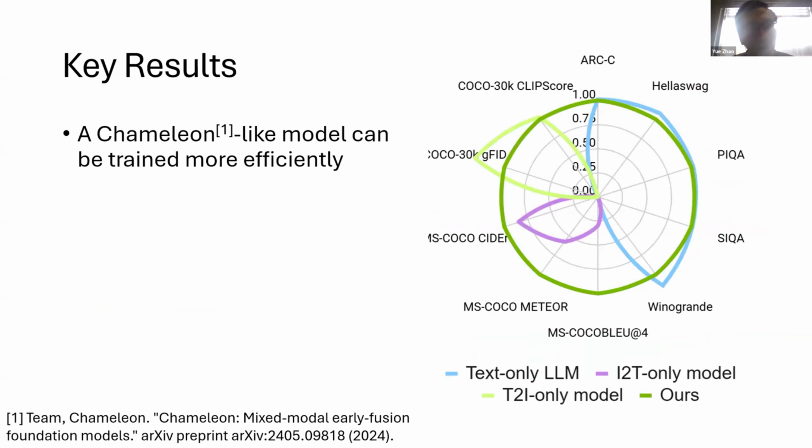And finally, we also showcase that with this visual quantization, we can train a Chameleon-like model without needing to train everything from scratch. We just initialize from Llama 3. This is much more efficient than what Chameleon did, because they trained everything from scratch on text and image data. It also showed comparable results on all the text-only benchmarks, image-to-text benchmarks, and text-to-image benchmarks. And that's pretty much it.